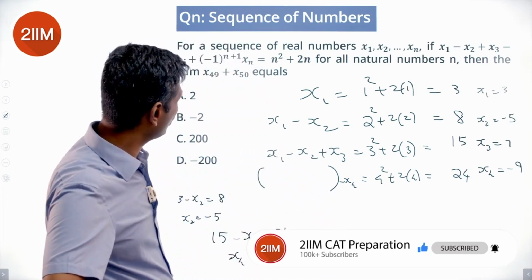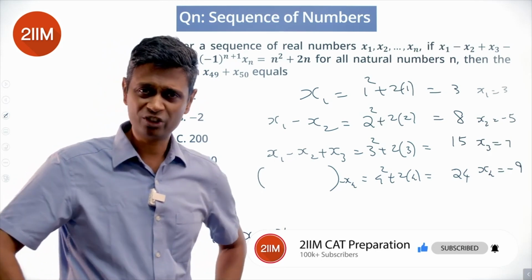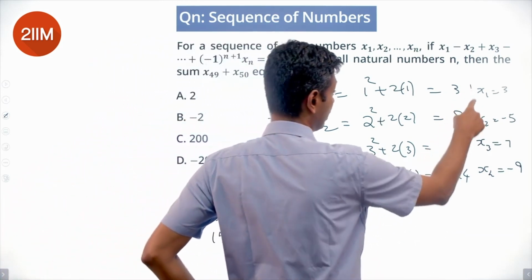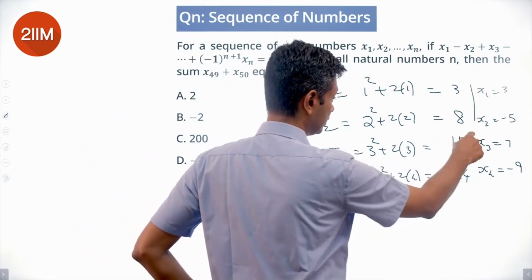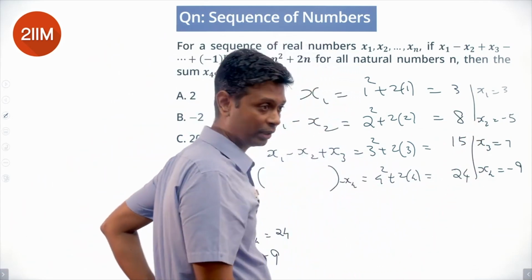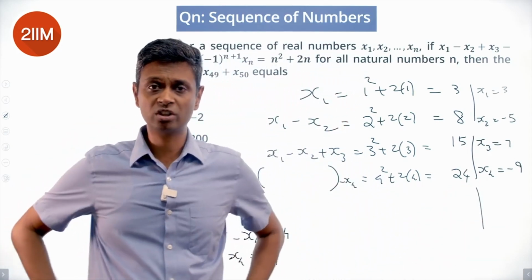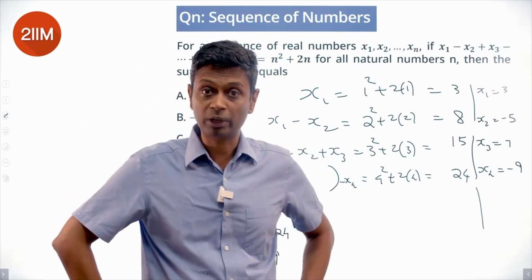Then we sum x49 plus x50, very interesting. x1 plus x2 is minus 2. x3 plus x4 is minus 2. x5 plus x6 will be minus 2. Every pair of adjacent numbers that we're adding up will add up to minus 2.